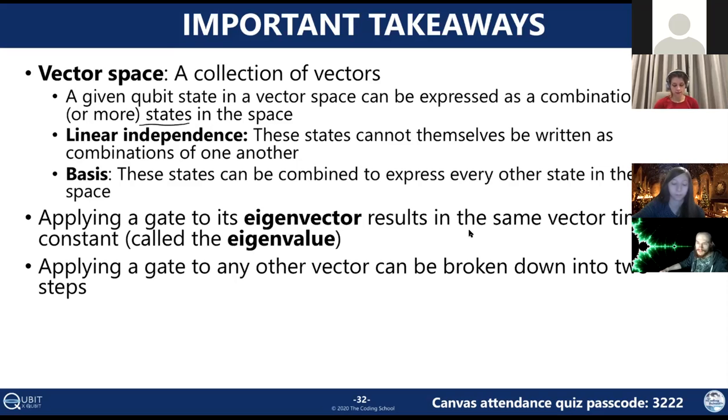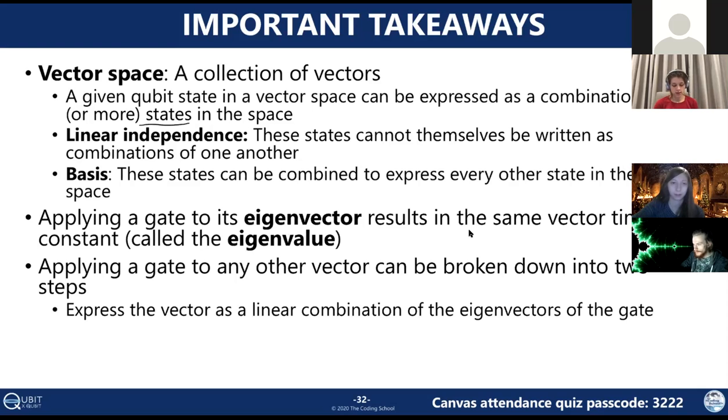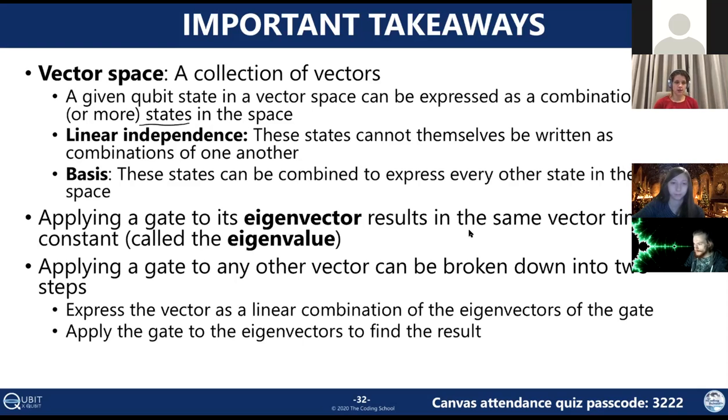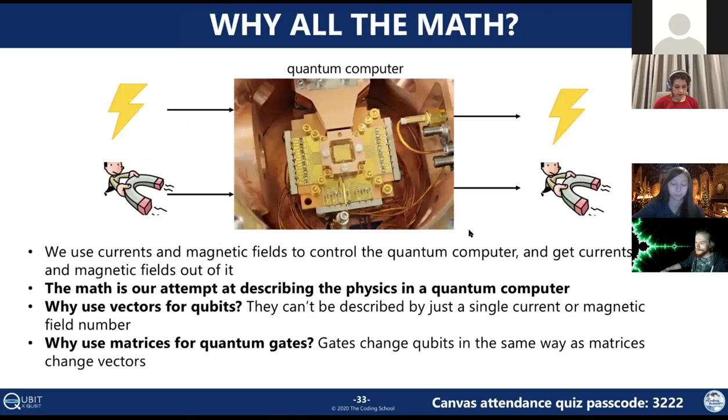And then applying a gate to any other vector could be broken down into two steps, where you convert it into its eigenvectors, and then you apply the gate to the eigenvectors, and you know that you'll just get the eigenvalue times the eigenvector. So that was a lot of words. Why do we care about all of this?